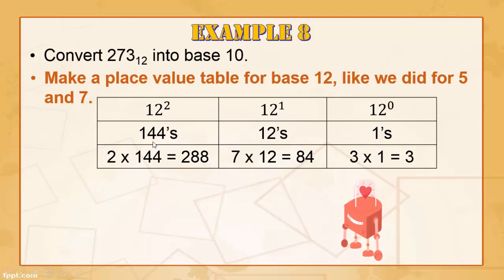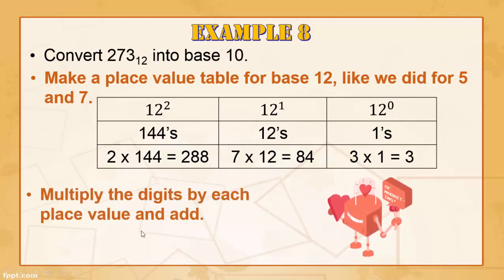So we have 12 squared is the 144's column, 12 to the first power is the 12's column, 12 to the 0 is the 1's power, because as mentioned, anything to the 0 power is 1. Then we multiply the digits by each place value and add. So here we have 2 times 144. Here we have 7 times 12. And here we have 3 times 1.